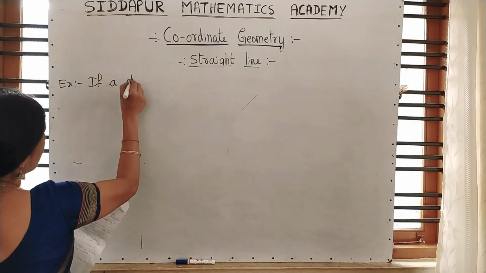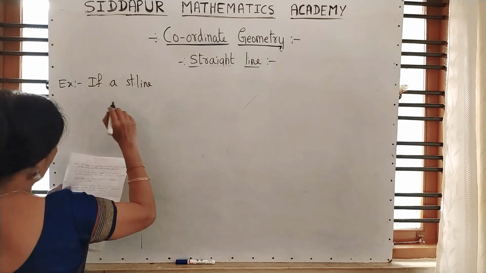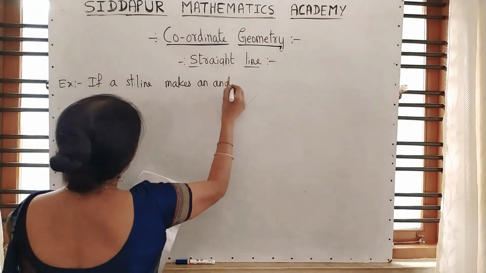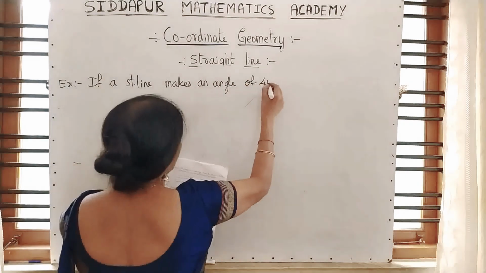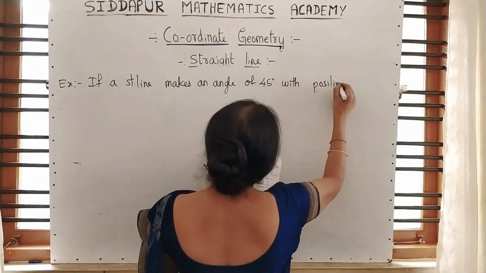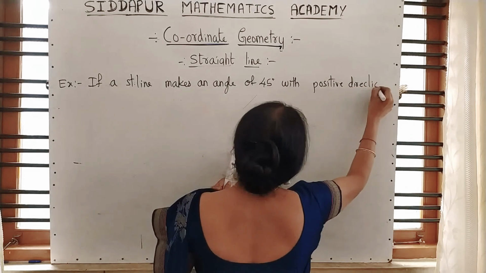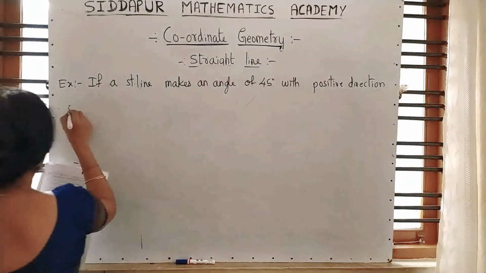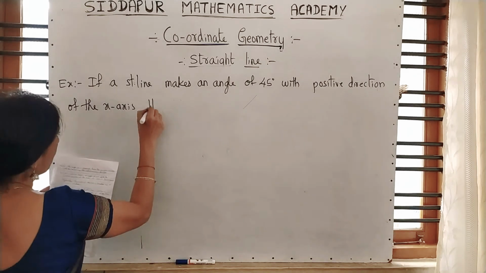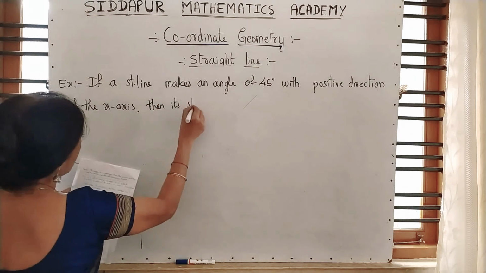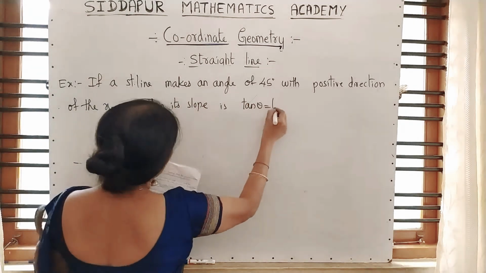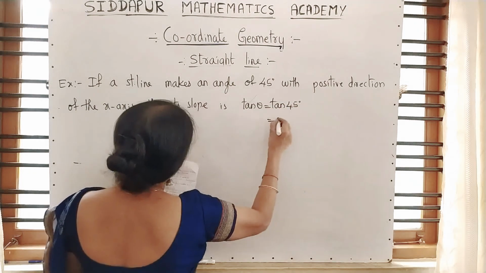If a straight line makes an angle of 45 degrees with the positive direction of the x-axis, then its slope is tan theta, which is equal to tan 45 degrees, that is equal to 1.